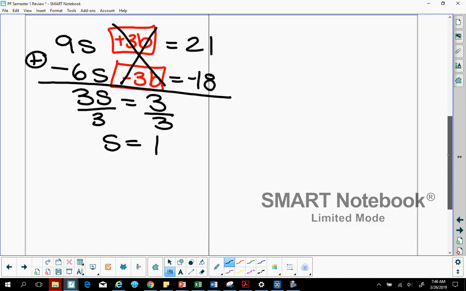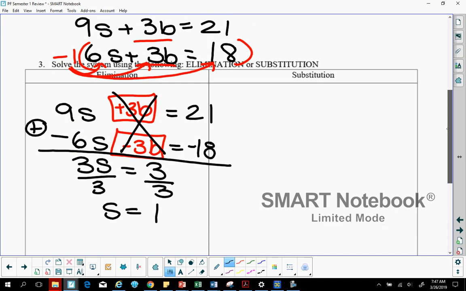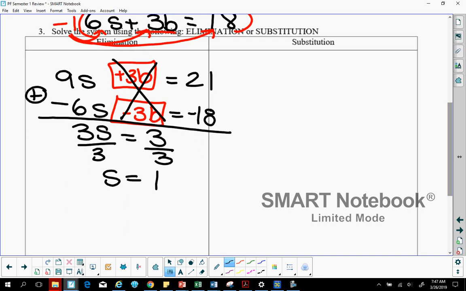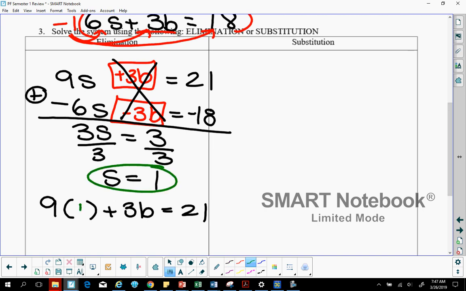To get my burger, I plug it in, right? It doesn't matter which one I use. I'm going to use the top one. But now all I do is instead of S, I'm going to plug in what S is. So I'm trying to find how much a burger is. And I know that we just found that S is 1. So instead of S, I'm going to put in 1 for that original equation. Doesn't matter which equation you use. Now I just solve. What's 9 times 1?